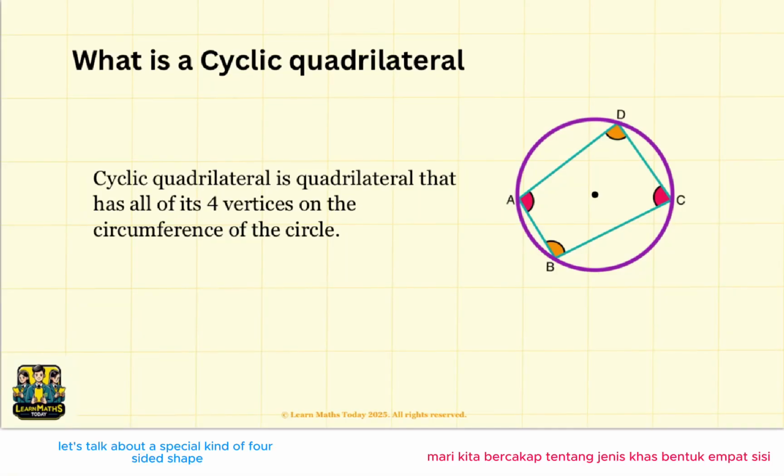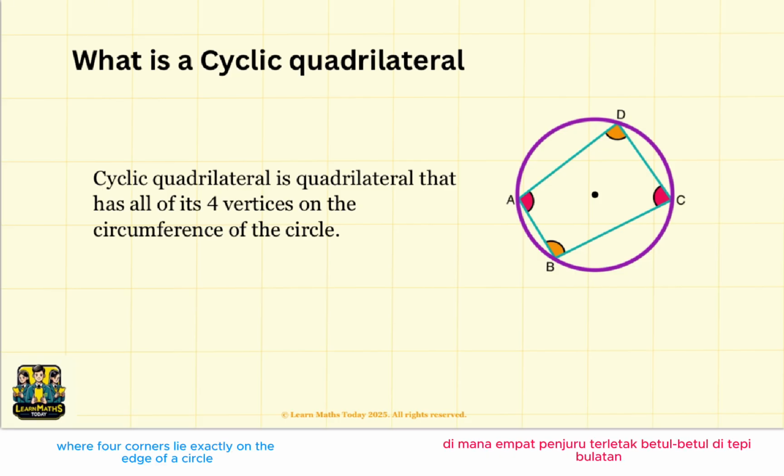Let's talk about a special kind of four-sided shape that often shows up. It's called a cyclic quadrilateral. A cyclic quadrilateral is a quadrilateral, meaning it has four sides, where four corners lie exactly on the edge of a circle. The circle is called the circumcircle, and it passes through all the points A, B, C, D in this diagram.